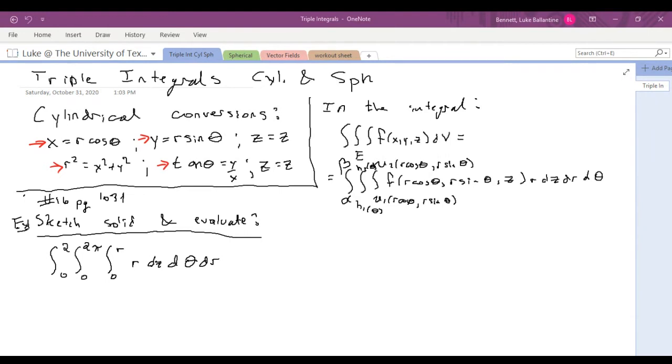Today we're going to talk about triple integrals in cylindrical and spherical coordinates, and we're going to talk about vector fields.